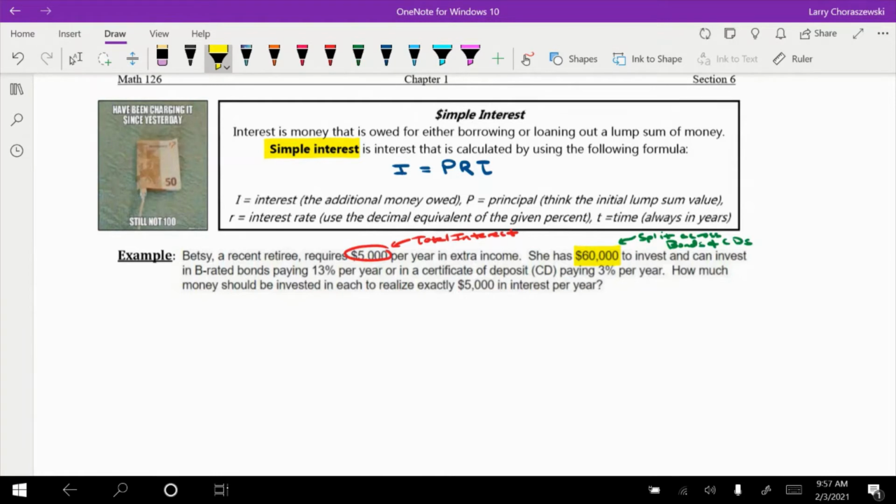We have a couple of rates here: 13%, that's for bonds, and 3%, which is for CDs. It doesn't tell you explicitly, but they just want you to assume a 1 year time period in order to earn this $5,000.